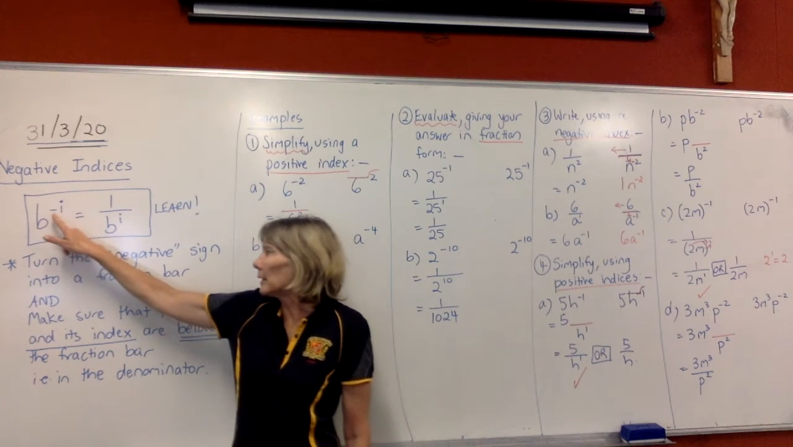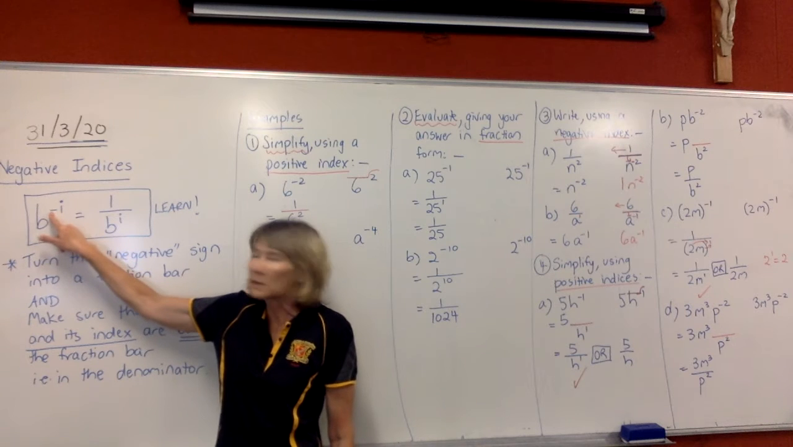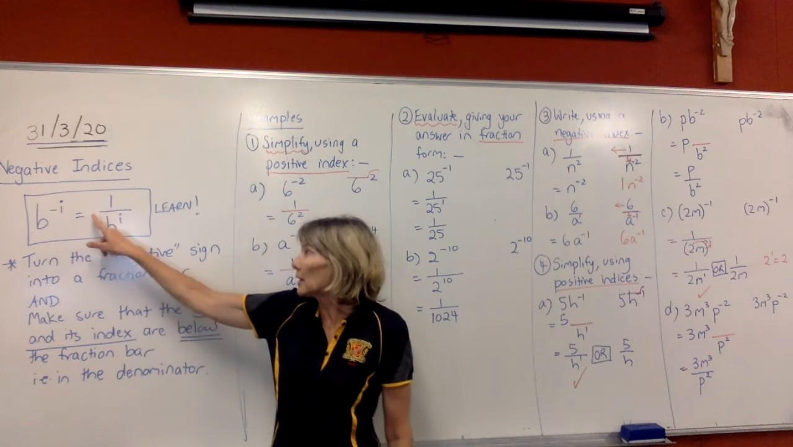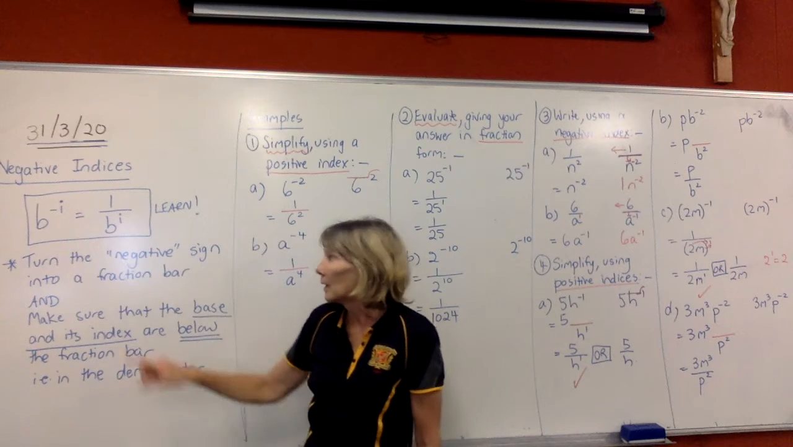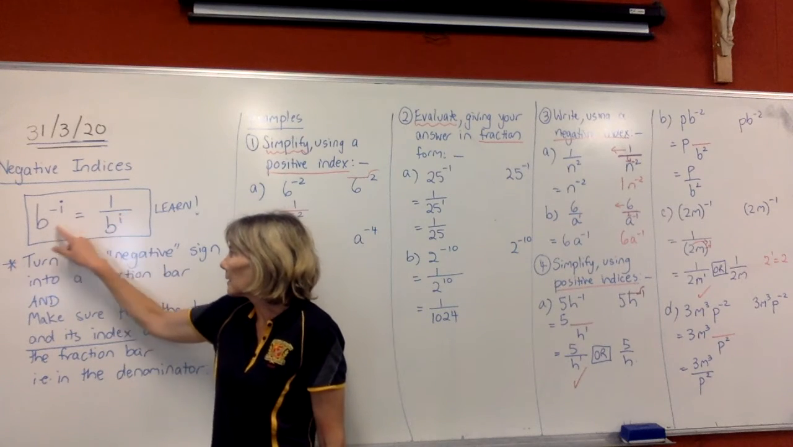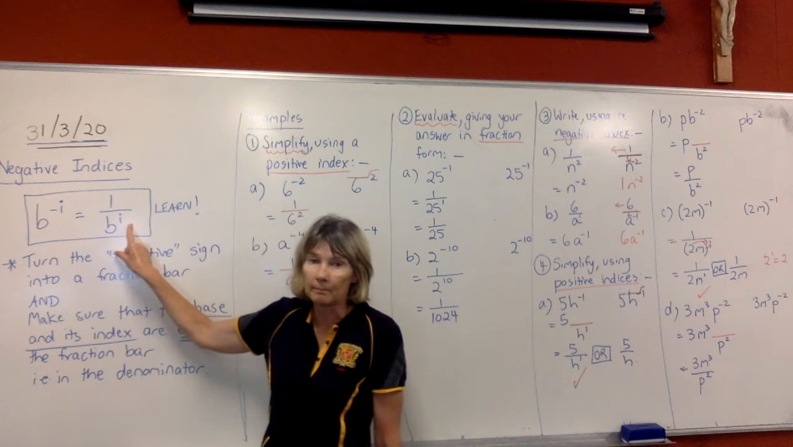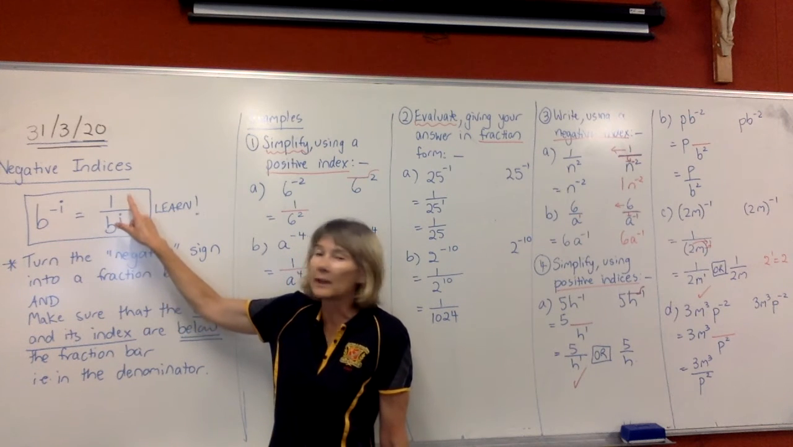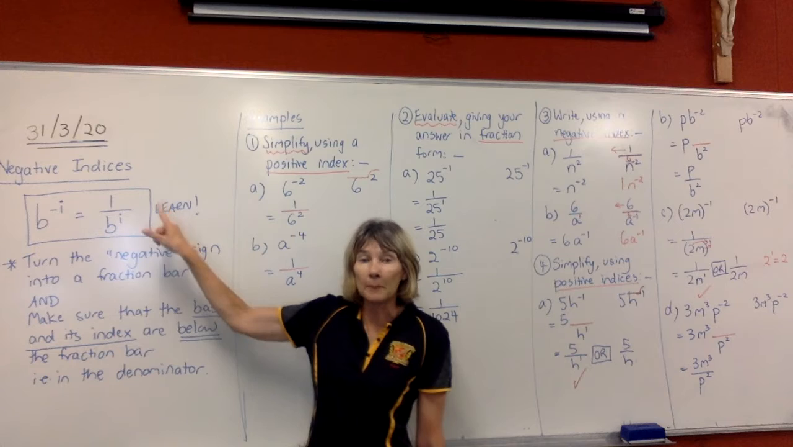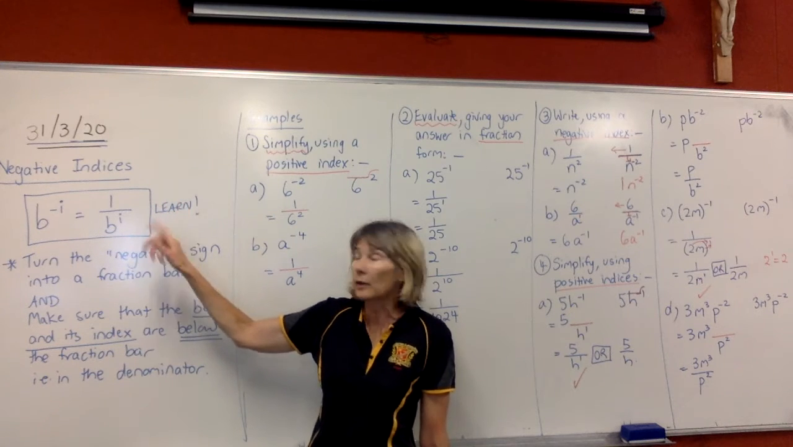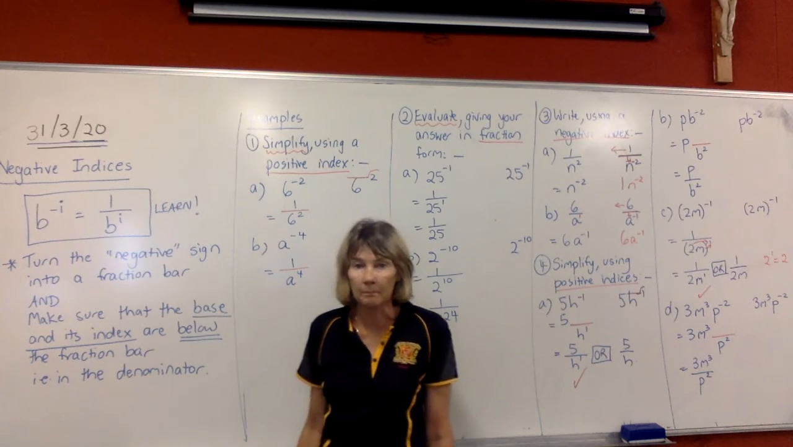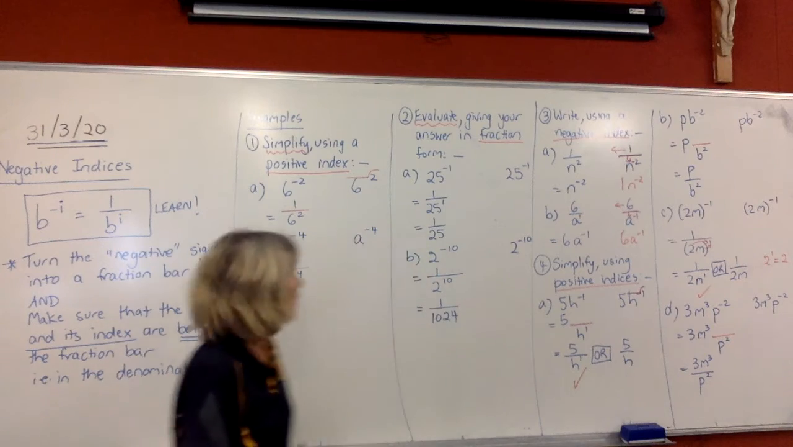So what we do here is we take this minus sign and it turns into a fraction bar. When that happens, the base and the index drop to the bottom. Effectively that leaves nothing on the top, but because we can't just leave it with nothing on the top, we write a 1 up there. Okay, so let's see how it works.